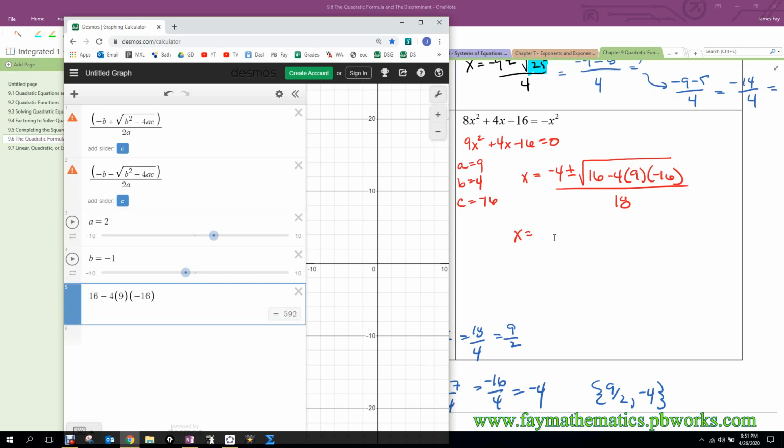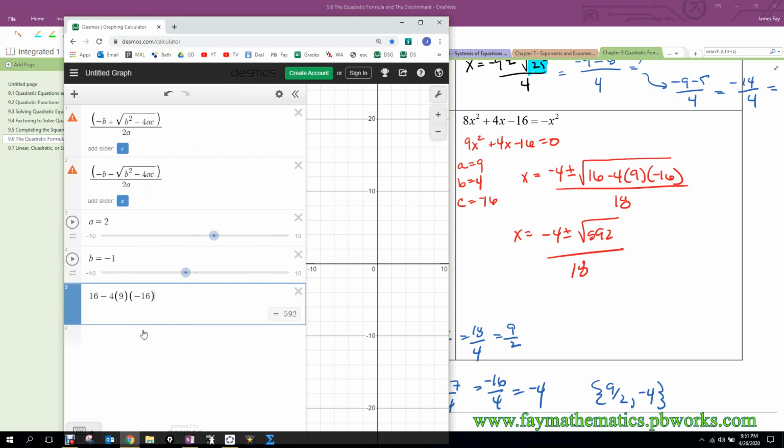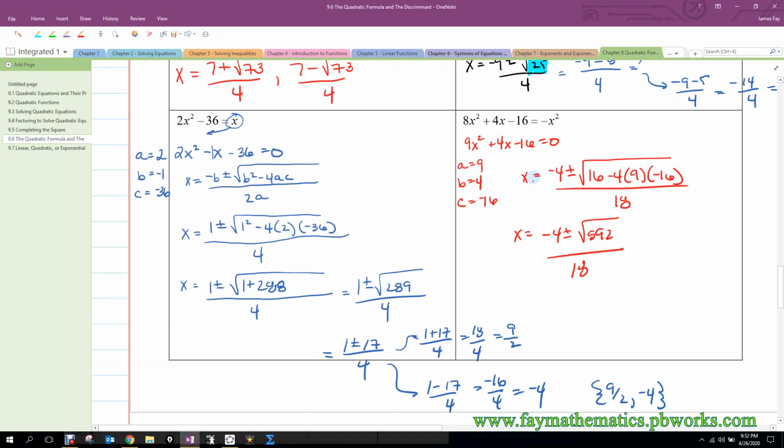We get 592, so we get negative 4 plus or minus root 592 all over 18. I don't believe 592 is a perfect square. Square root 592. Nope. Okay. So you could leave it this way. There's more simplification that can be done.